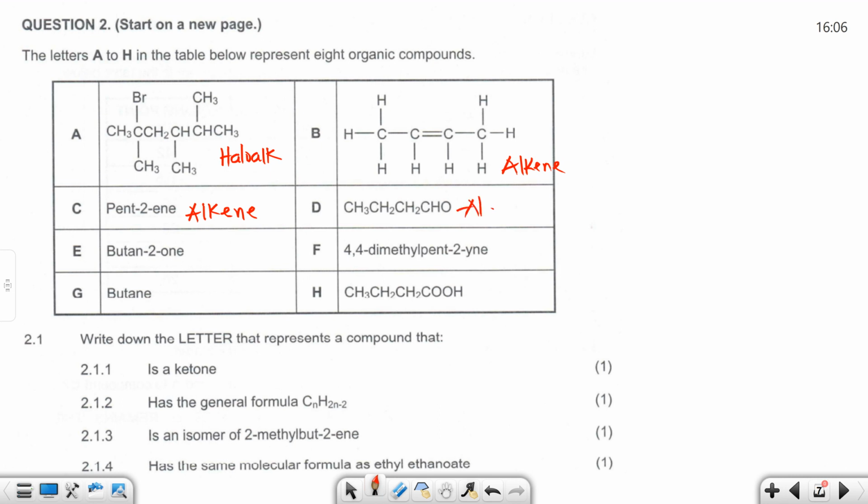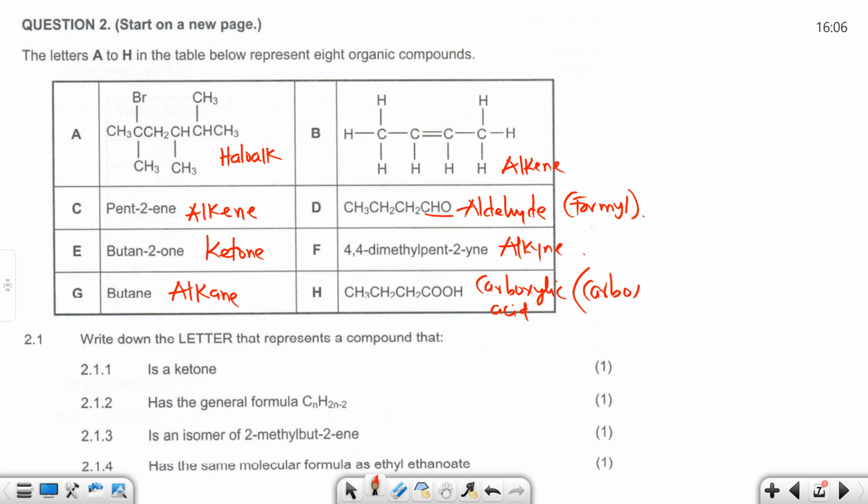This one is what? An aldehyde. And why is it an aldehyde? It has a CHO. And people normally forget this CHO. It is called the formyl group. Butane-2-one is your ketone. And this is your alkyne. And what is this? This is your alkane. And this is your carboxylic what? Acid. Because it has what you call a carboxyl group.